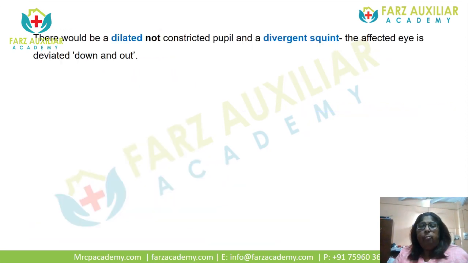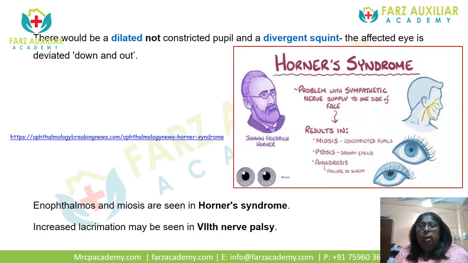There would be a dilated, not constricted pupil and a divergent squint. The affected eye is deviated down and out. Enophthalmos and miosis are seen in Horner's syndrome, and increased lacrimation may be seen in the seventh or facial nerve palsy.